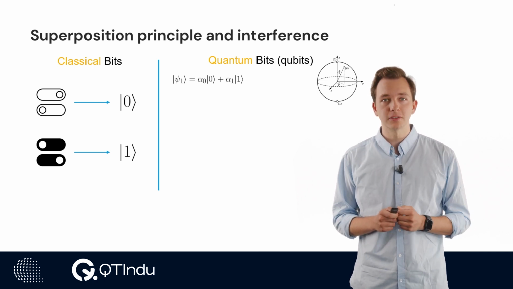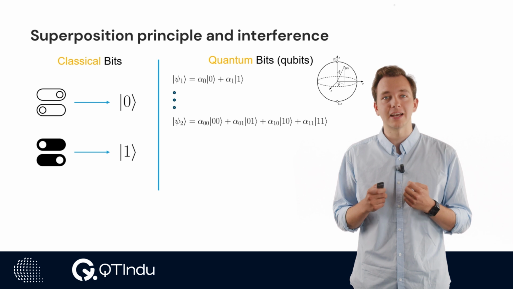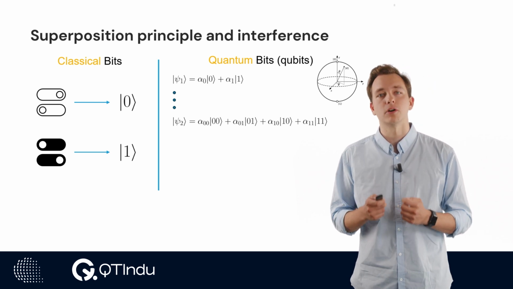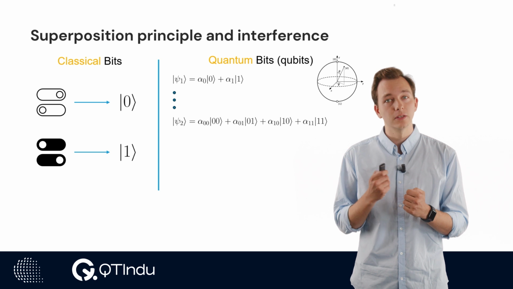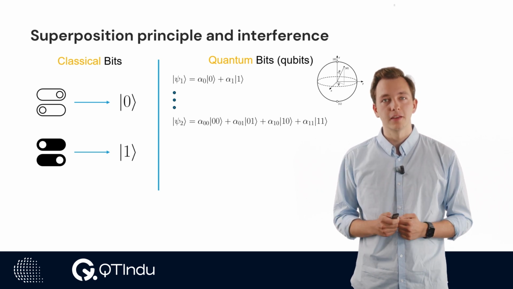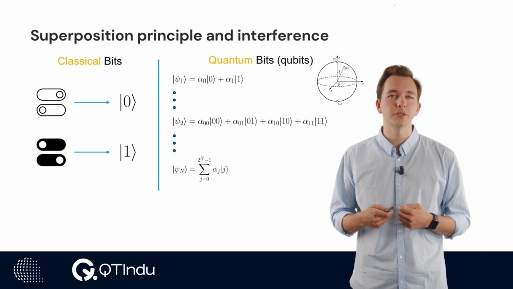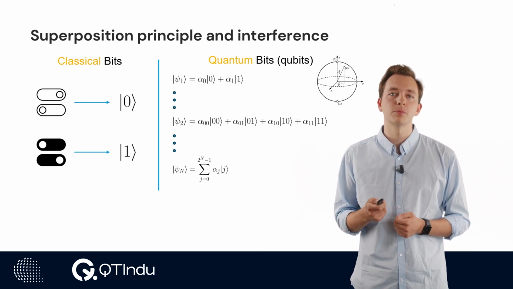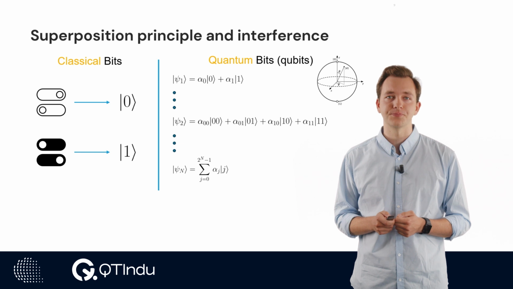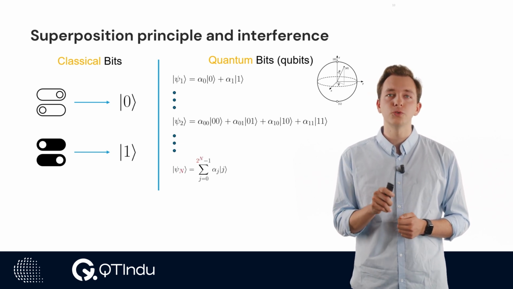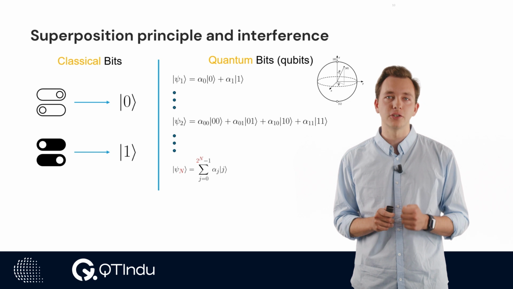For 2 qubits, we can describe an arbitrary state psi2, which can be represented in a superposition of 4 possible combinations: 0 0, 0 1, 1 0, and 1 1. If we continue this pattern for an arbitrary number of qubits n, we find that the quantum state can be in a superposition of 2^n states. This means that we can encode and represent 2^n bits with only n qubits.